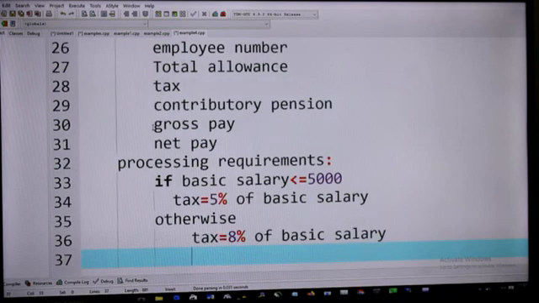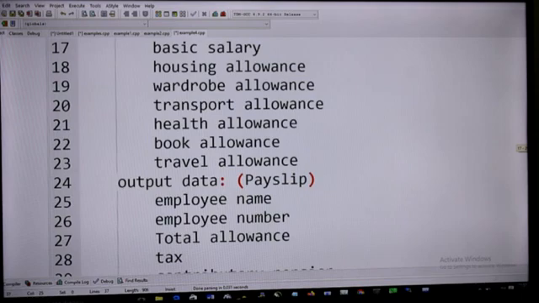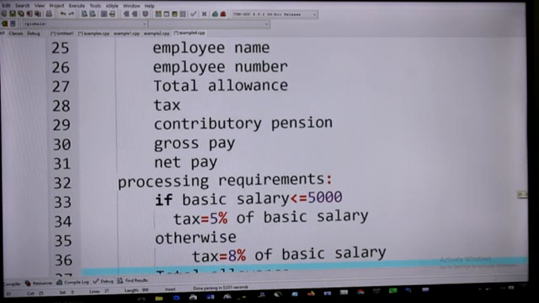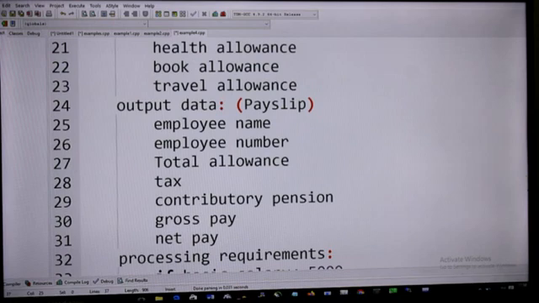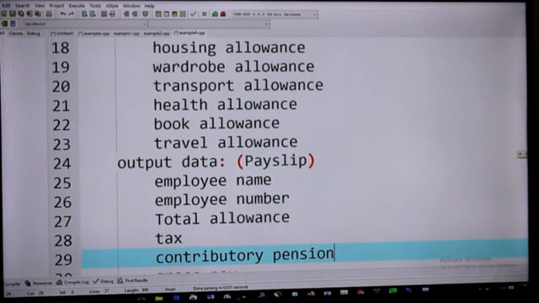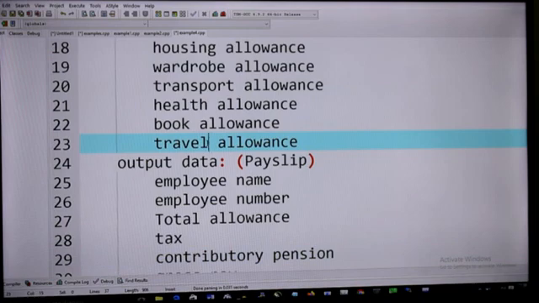So the second one is that we are going to do the total allowance as well. So we write total allowance. Total allowance is equal to all the allowances that we have up here. We are going to add all of them together: housing, wardrobe, transport, health, book, travel. So we are going to add everything.